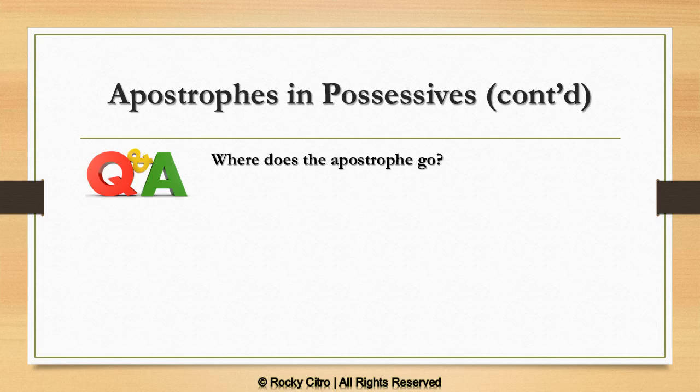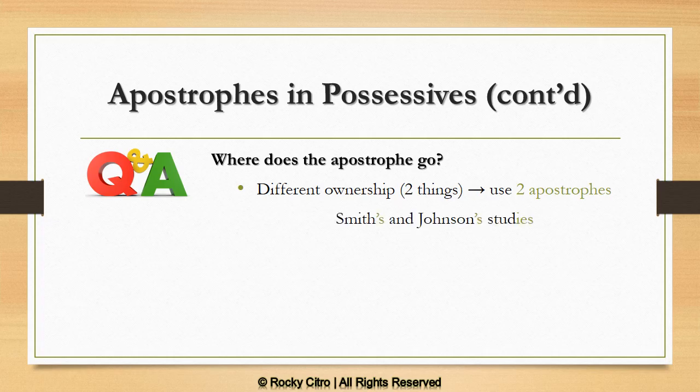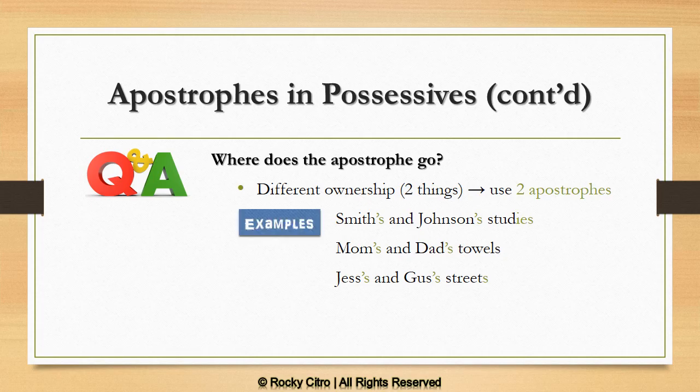Some of my graphics are out of order here, but it's okay. But if they own different things, then we have to use two apostrophes. So we'll use the same examples from the last slide. Smith's and Johnson's studies. Well, there's more than one study. They each have a study, and by putting the extra apostrophe s on each name, one apostrophe s on each name, then you tell the reader that they are each owning their own thing. For example, Mom's and Dad's towels may be his and hers towels. Jess's and Gus's streets, now this is plural. This tells the reader that they live on different streets. So this is just a small distinction, and it doesn't come up very frequently, but I figured I'd mention it.